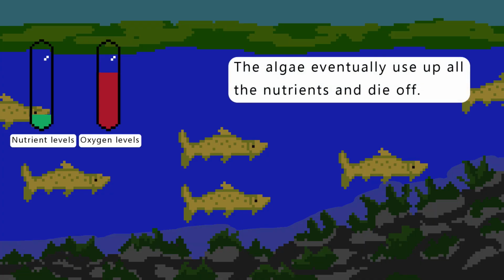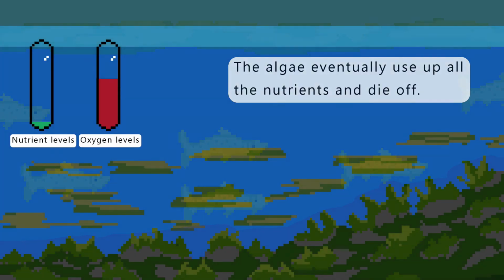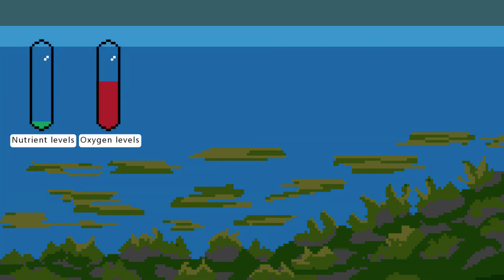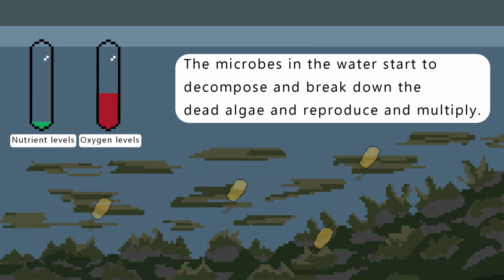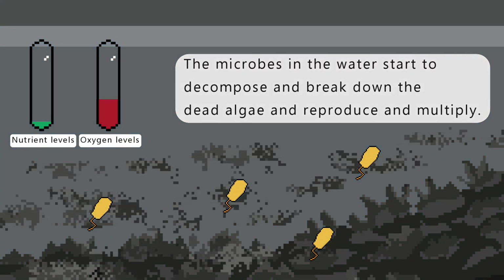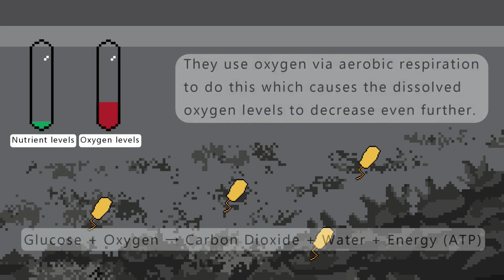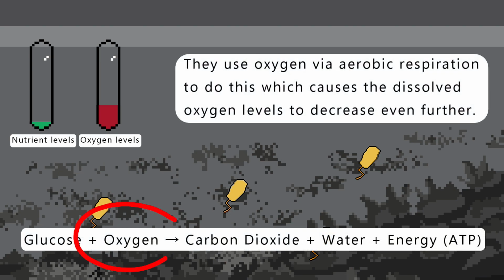The algae and plants eventually use up all the nutrients and die off. Remember, this is a random increase in nutrients, and the waterway in this specific location can't support that high number of plants for an indefinite amount of time. The microbes in the water start to decompose the now dead plants and algae and break them down, and the microbes begin to reproduce and multiply. They use oxygen via aerobic respiration to do this, which causes the dissolved oxygen levels to decrease even further.